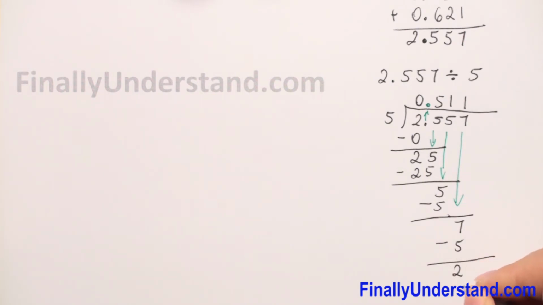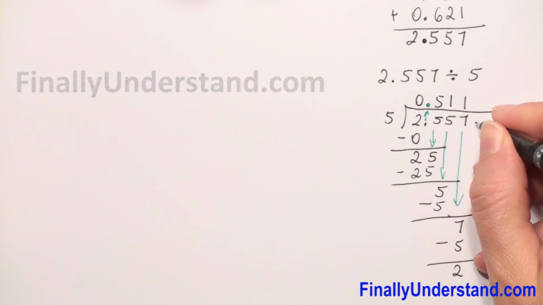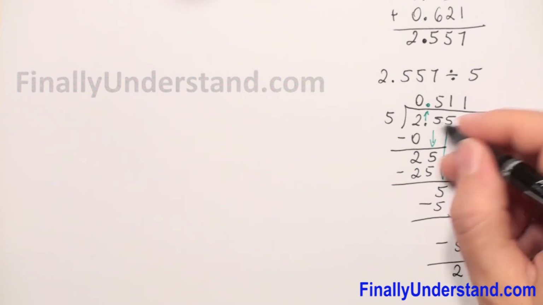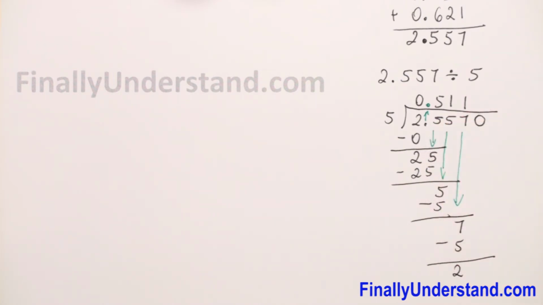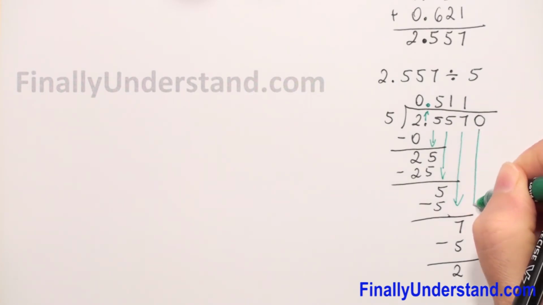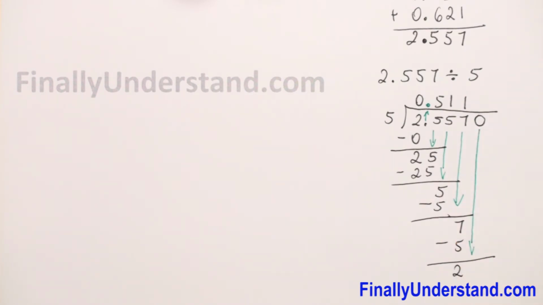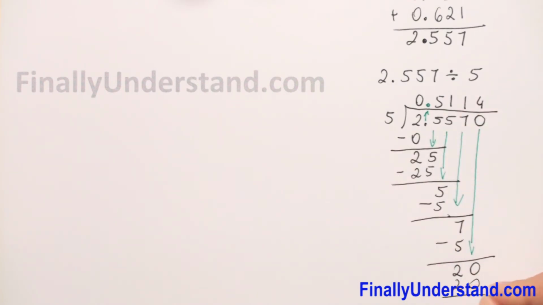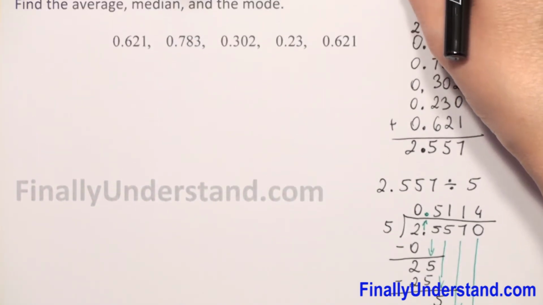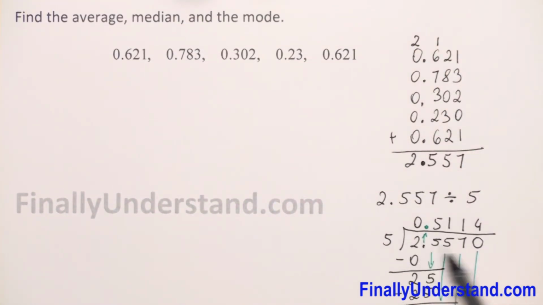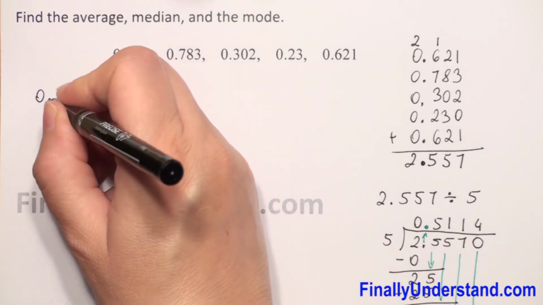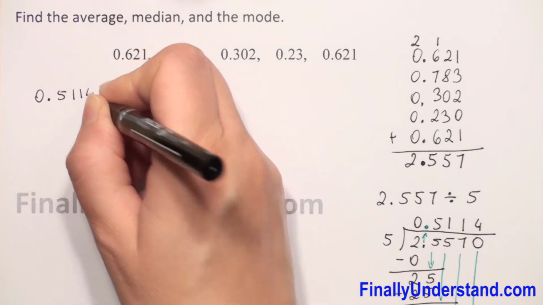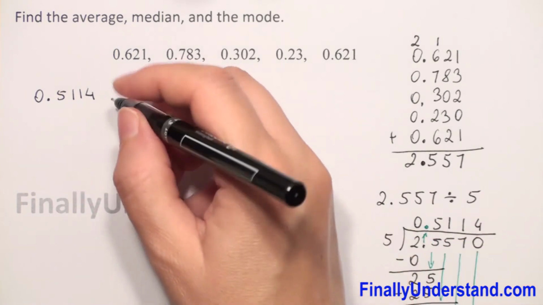The remainder is different than 0. So what will we do? We will add an extra 0 to our dividend. So now we take the 0 down. So we have 20 divided by 5 is 4. 4 times 5 is 20. So we got 0. Our remainder is 0. So we finish long division. And we have our average of the given numbers: 0.5114. Whatever we got on the top is our solution. This is our average.